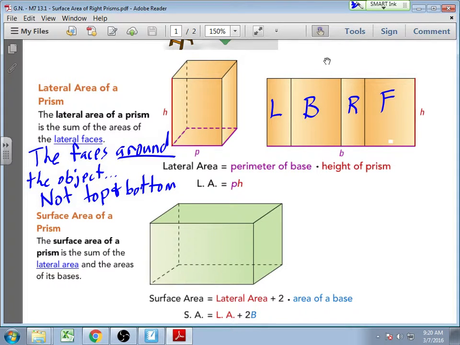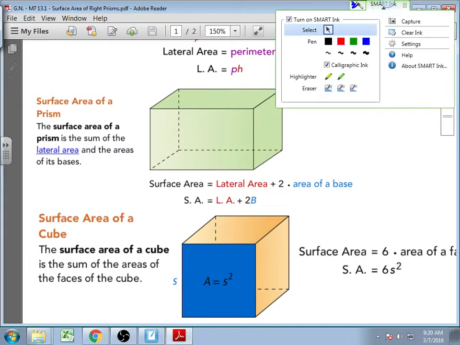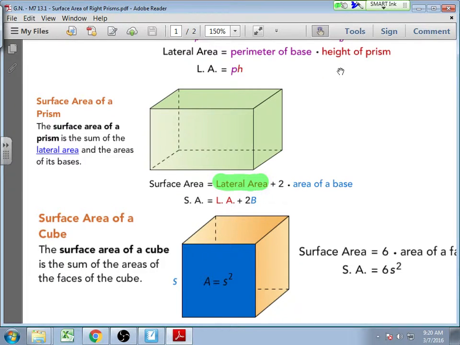So then when we talk about the entire surface area of something, we're dealing with the lateral area and what else? What didn't we count the first time? What did we not include in the lateral area? The bottom and the top. So now when we go from lateral area to surface area, we've got the entire lateral area, but we've also got 2 times the area of the base. Now why would I do 2 times the area of the base?